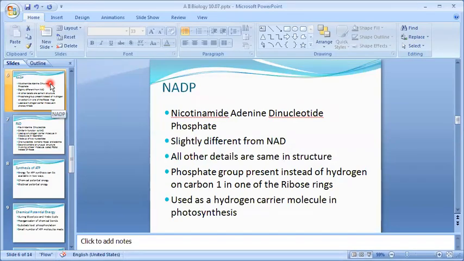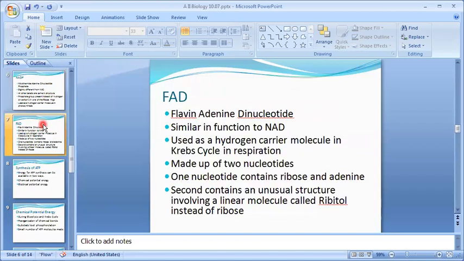So I hope this is all clear. Then we come to the third hydrogen carrier molecule, which is FAD. FAD stands for flavin adenine dinucleotide. Once again, you can see the word dinucleotide indicates it consists of two nucleotides, right?